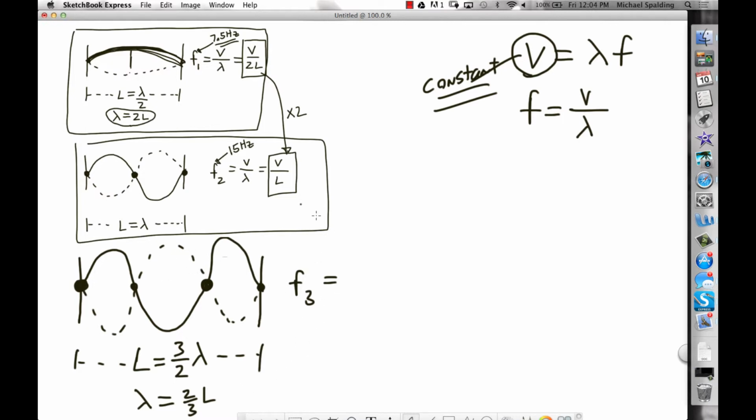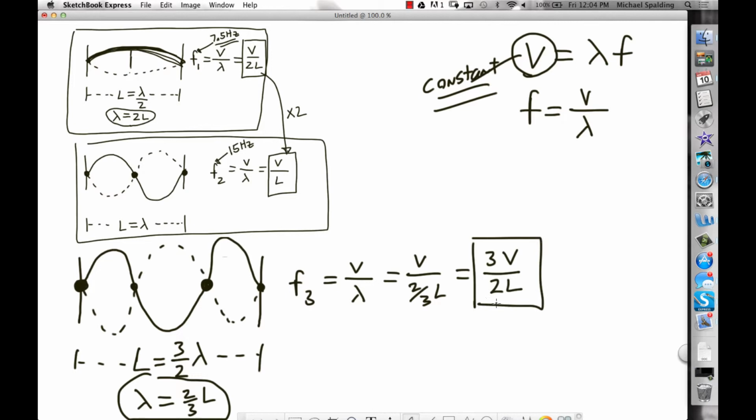Okay, so what's the third frequency going to be? Frequency is V over lambda, but what's lambda here? Lambda is 2/3 L, so this is going to be 3V over 2L. So how do we figure out what this third frequency is going to be? What should we compare it to? Should we compare it to F1 or F2?